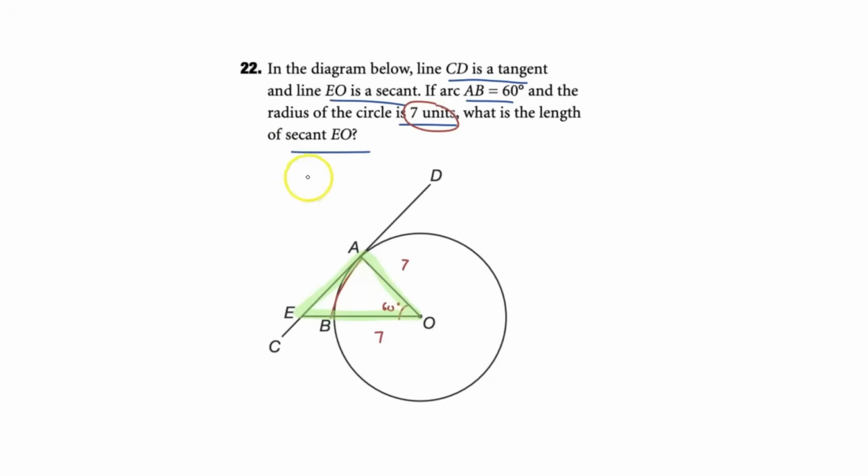Let's switch back to my pen. We can see that line AO is really from the center to any point on the outside of the circle. And line CD is a tangent, and so that creates a 90-degree perpendicular angle. So this is 90 degrees. And there's 180 degrees in a triangle, so this last angle right here, angle AEO, is going to be 30 degrees. So now we have a 30-60-90 special right triangle.